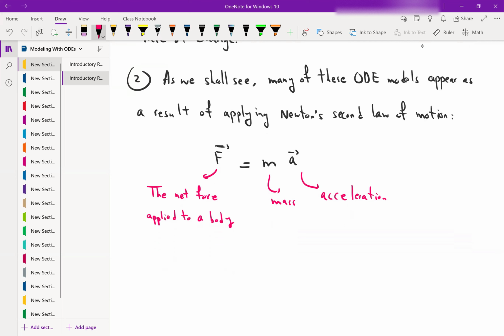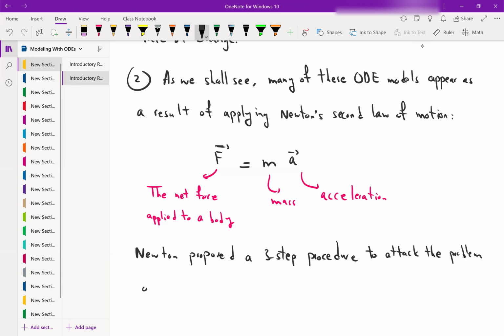So Newton proposed, let me write this, a three-step procedure to tackle the problem of finding the trajectory, the path of a moving object, or collection of particles.